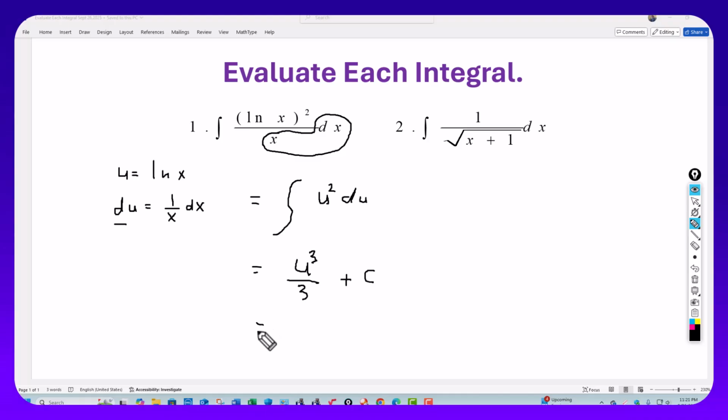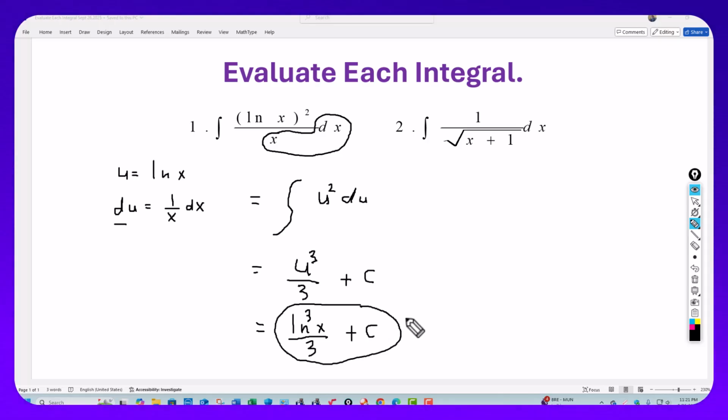And then we always go back to the original variable. U was equal to ln of x. Let's put the ln of x here. We can put the cube here, or we can put it in parentheses and then cube it. Either way, we get ln to the third power of x over 3 plus the constant of integration.